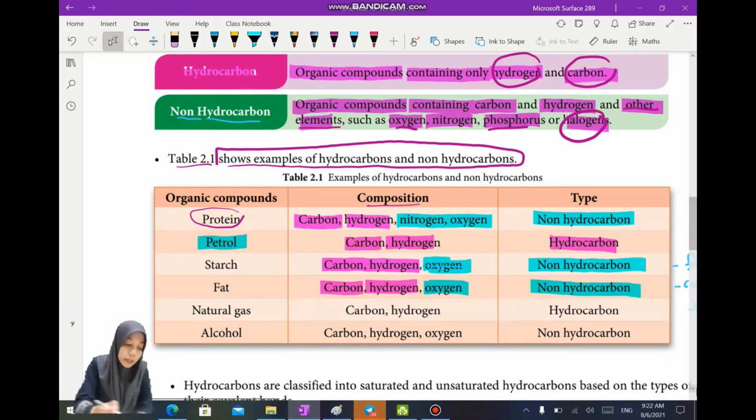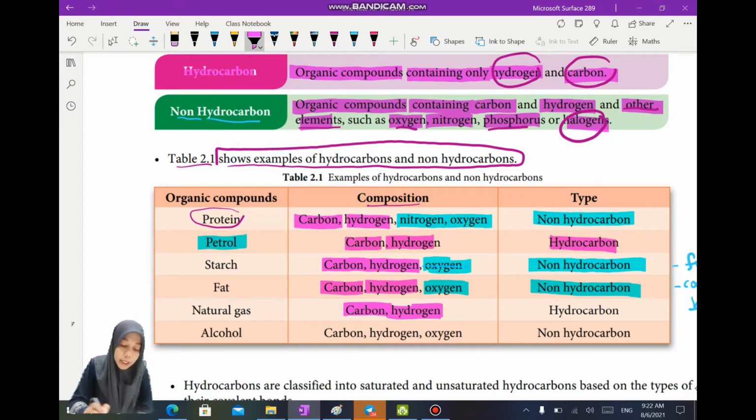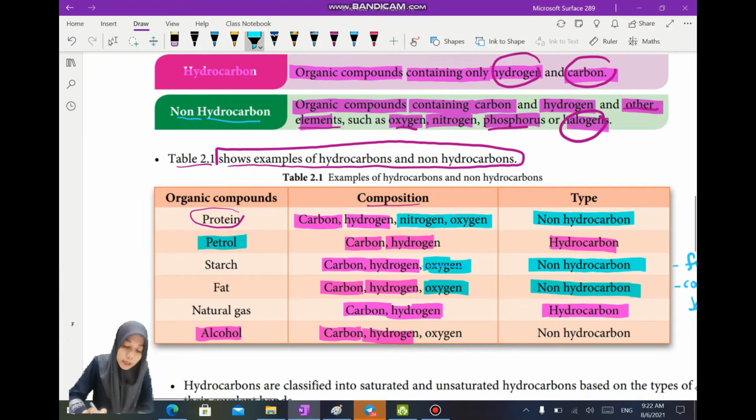Okay, and then for the natural gas, it has carbon and hydrogen. That means it's hydrocarbon. And then for the alcohol, it has carbon and hydrogen, but it also has other elements. So that means it's non-hydrocarbon.